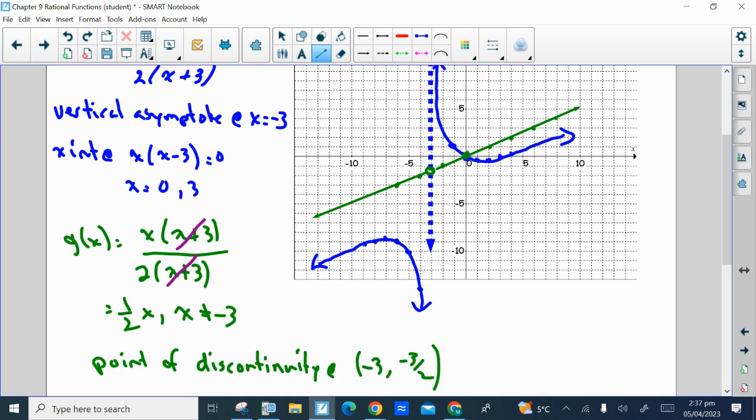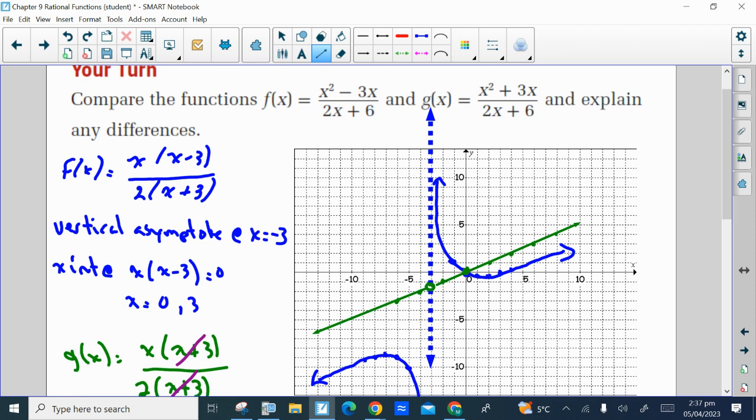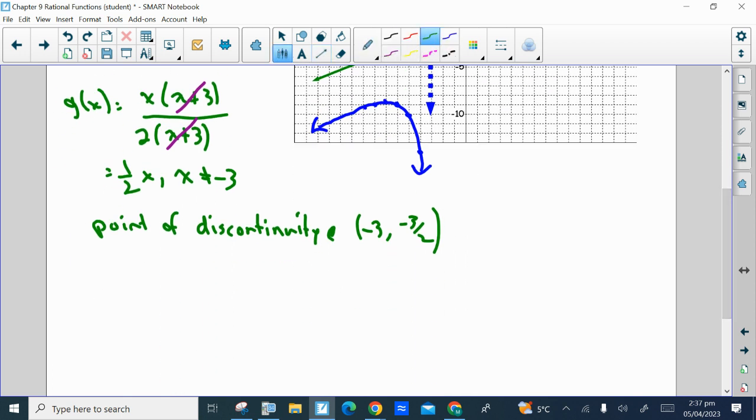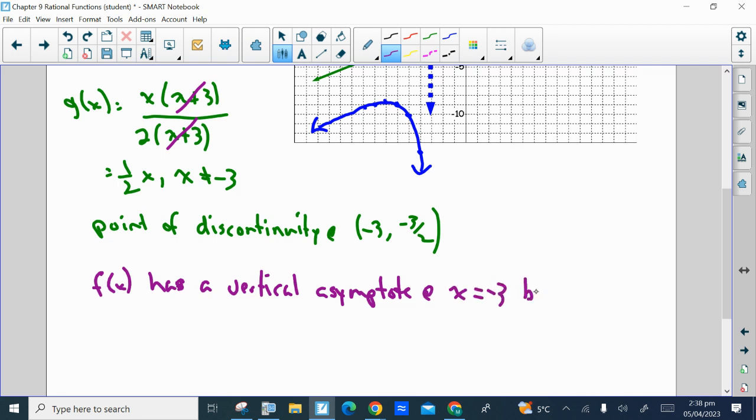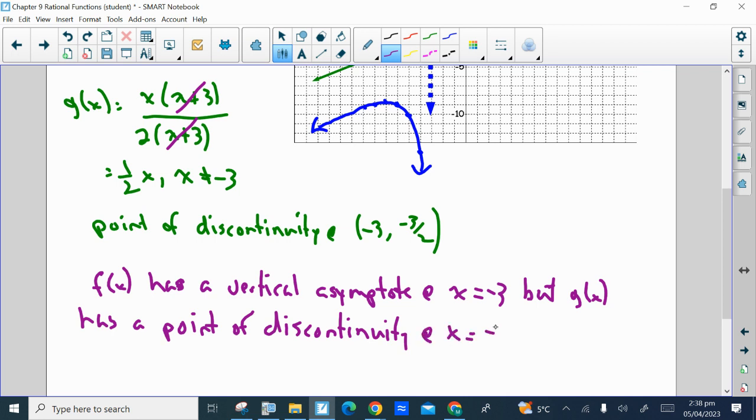So where it says explain any differences, like you might see in a question on the diploma exam where it asks you to explain something, you need to do that, right? So if we're going to explain the differences here, we would say that f of x has a vertical asymptote at x equals negative 3, but g of x has a point of discontinuity at x equals negative 3.